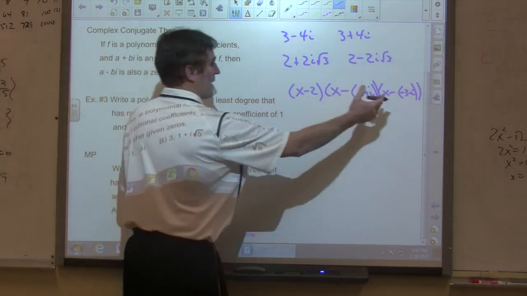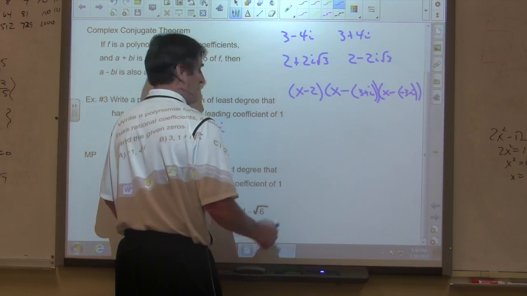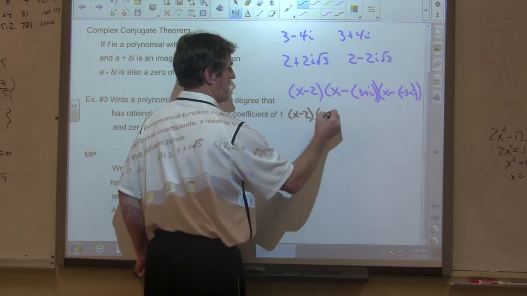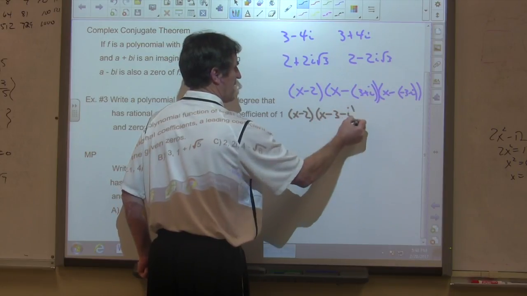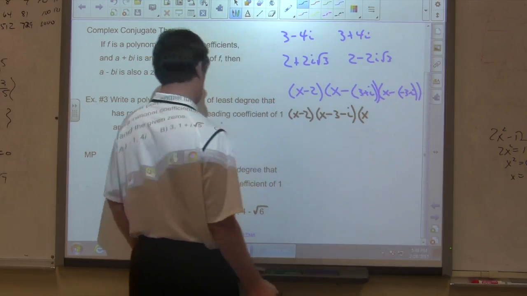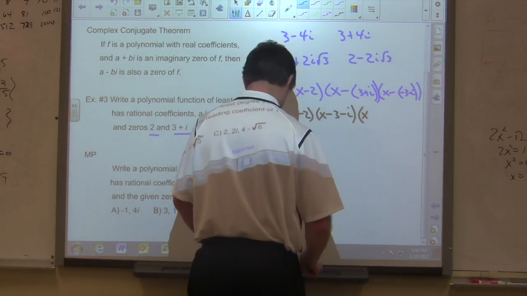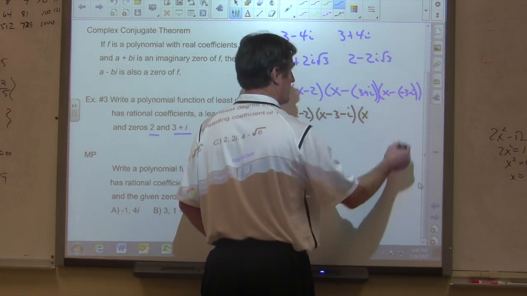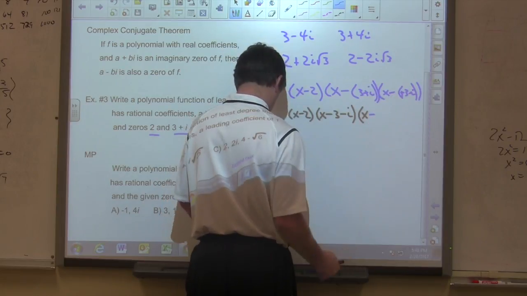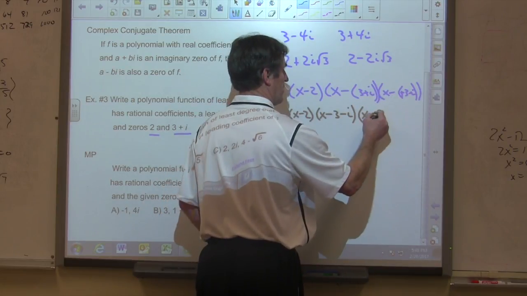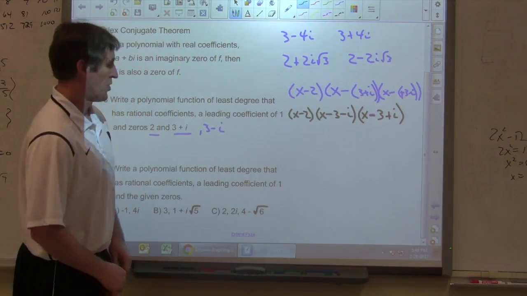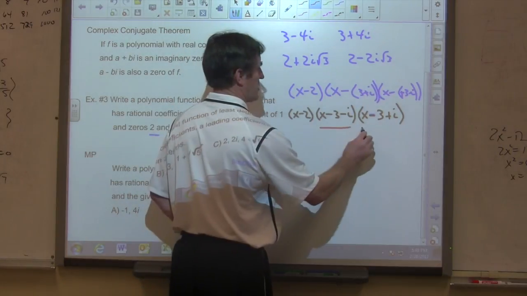So again, always multiply the conjugates together. I'm going to change this, and the first thing I'm going to do is just distribute that negative sign, so x minus 3 minus i, and x, change the signs there, well, that should be a positive 3 there. So 3 minus i, so that becomes minus 3 plus i. So we want to multiply these together first.